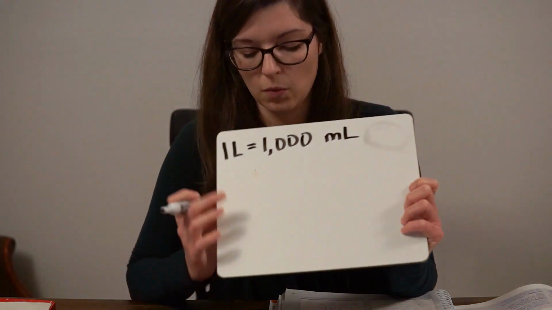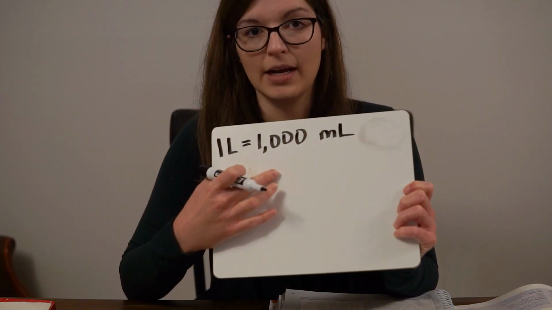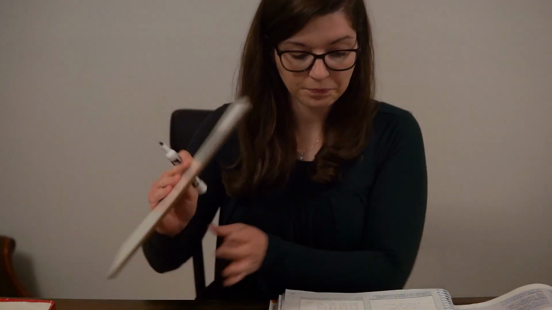Okay, there is a rectangle in the middle that says 1 liter equals blank milliliters. Well, 1 liter equals 1,000 milliliters. I'm going to go ahead and tell you that. L stands for liter, ml stands for milliliter. So 1 liter is 1,000 milliliters.